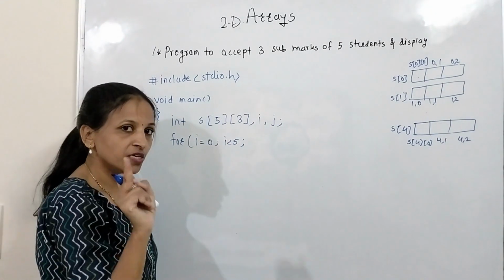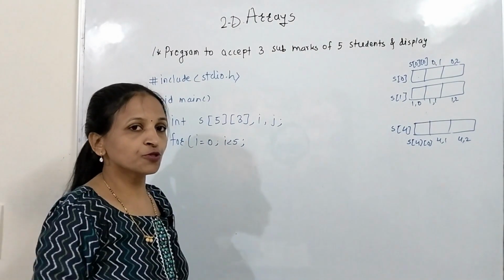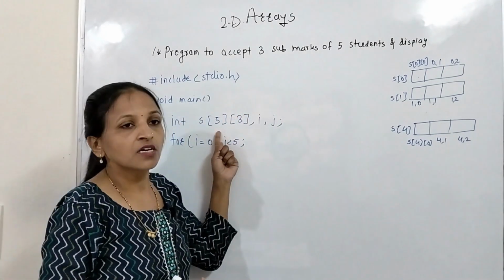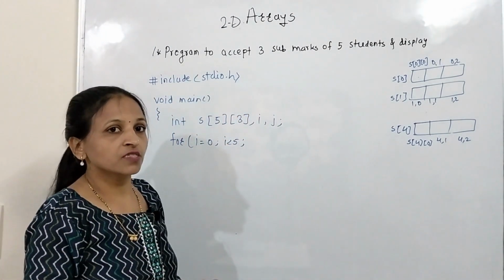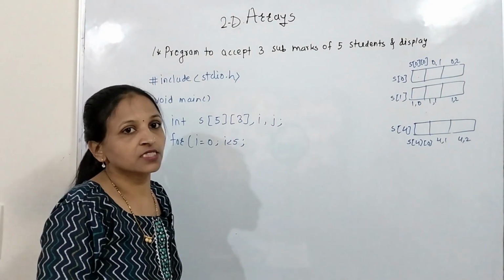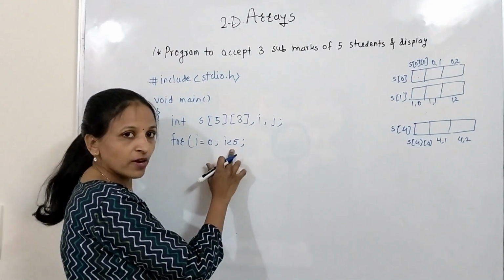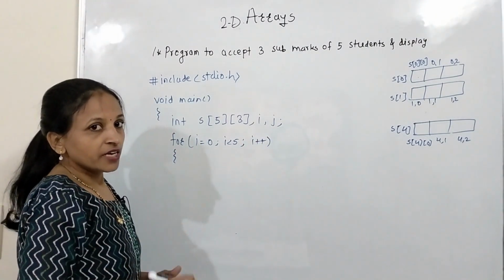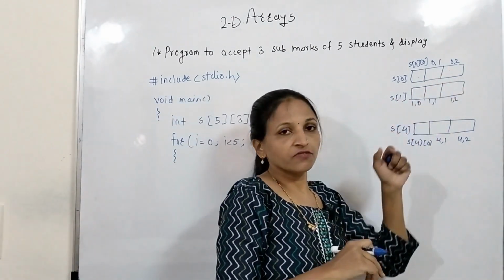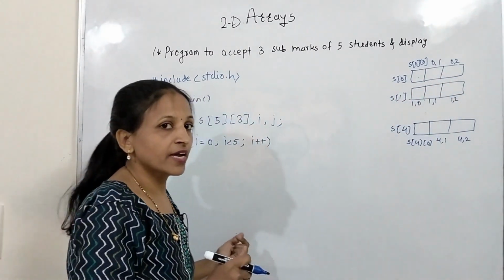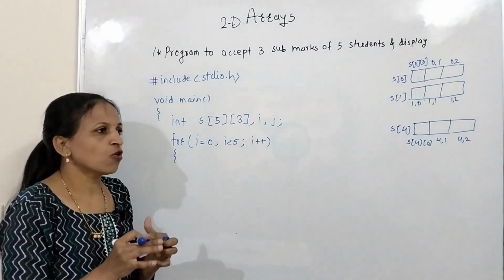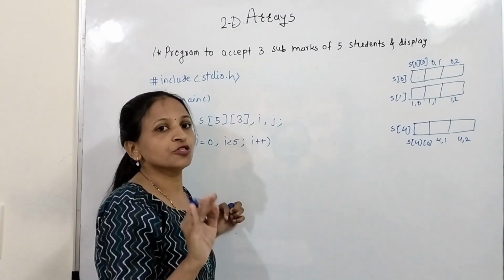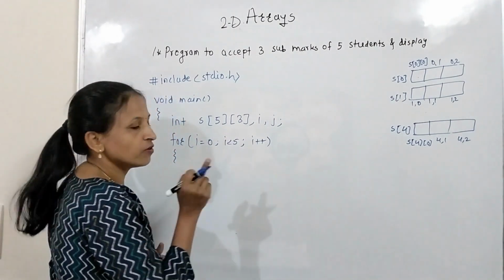Always the outer loop should get executed as many times as specified here as the row size. Okay, like i equals 0, i less than 5, i plus plus. And the inner loop we have to place for accessing individual elements of that array. That is actually the column size we have specified, and that many times the inner loop should get executed for every iteration of the outer loop.